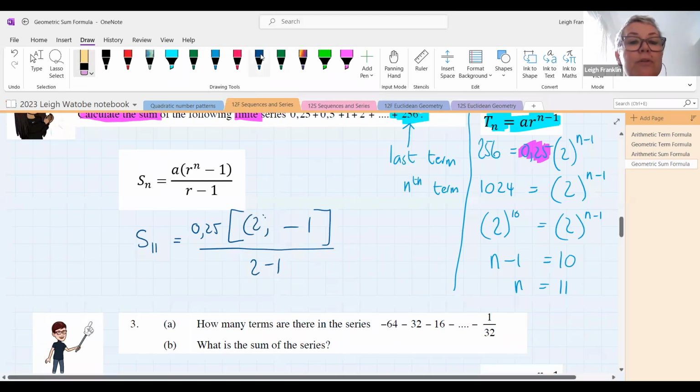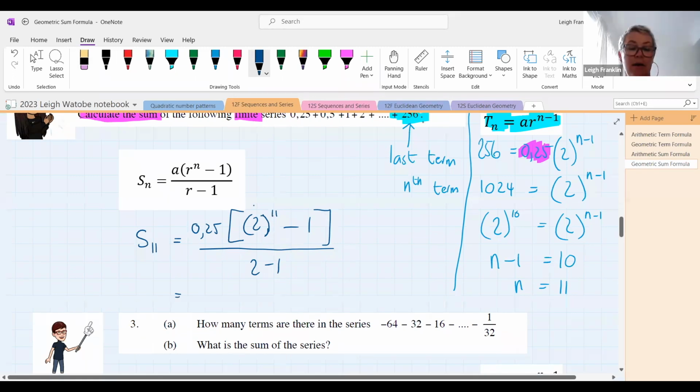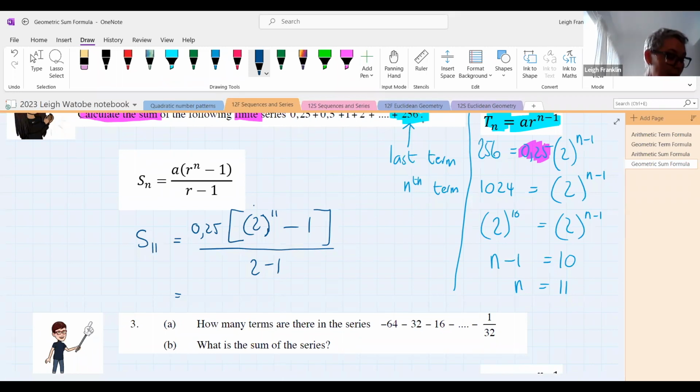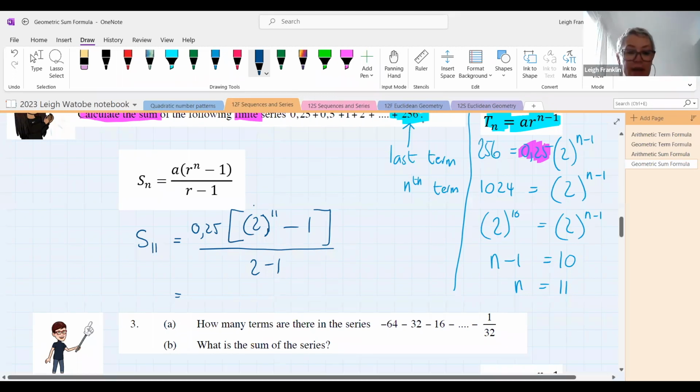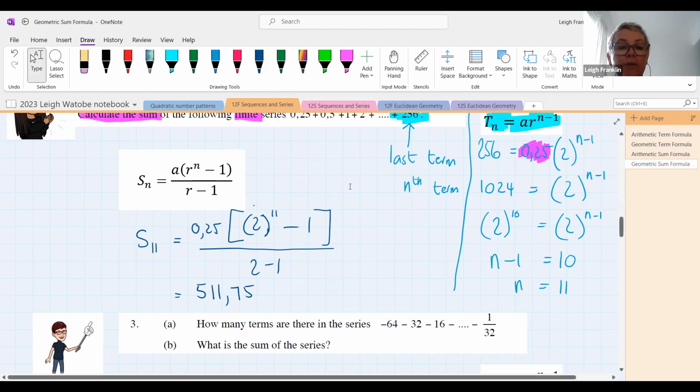Okay, so let me just grab this. Faheen, I'm going to take your question now. And then there we go. There's one extra step in these sorts of questions because you first have to work out the number of terms in the series before you can actually go and calculate the sum. All right, let's just work out what the answer is. You guys should be getting 511,75.